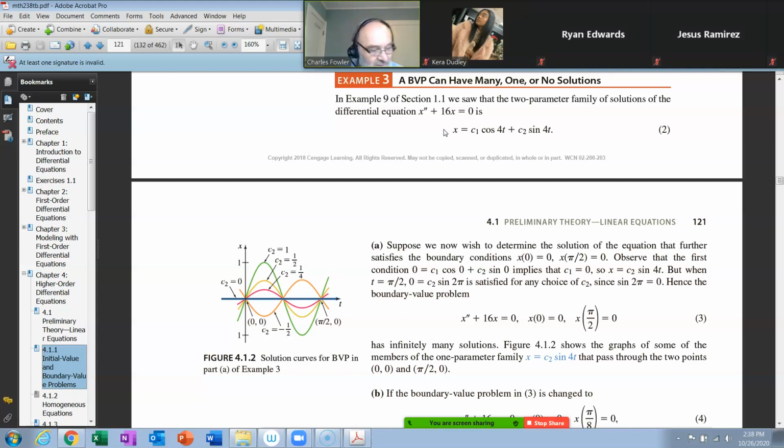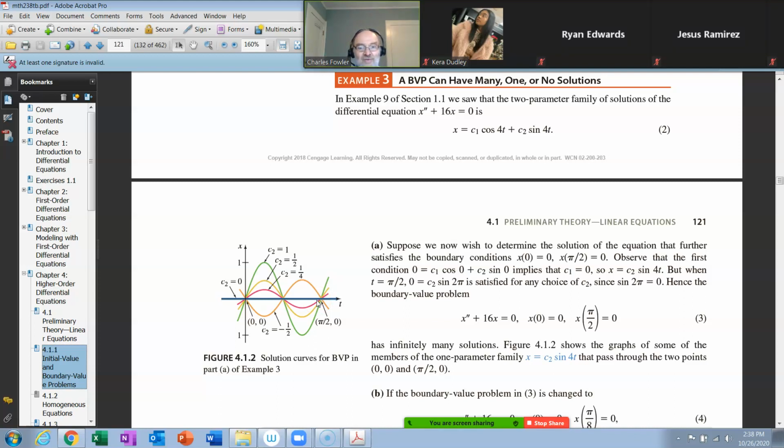Okay, if not, we left off last time, like I said, Chapter 4, higher order differential equations. 4.1 is preliminary theory linear equations, and we're in 4.1.1 initial value and boundary value problems. And we've talked about what the boundary value problems are. This is how a boundary value problem can look. You have a boundary here, a boundary there, and you may even have another boundary in there, but you can have an infinite number of solutions that can go through those 3 points. So a boundary value problem does not uniquely identify a solution.